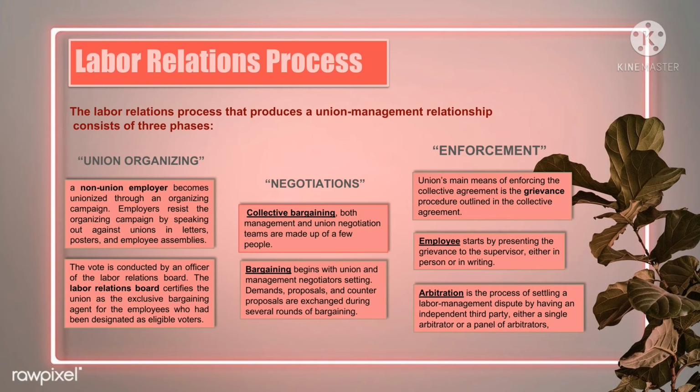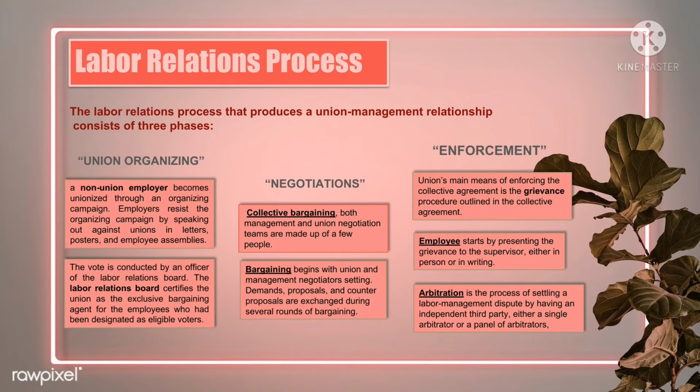The labor relations process that produces a union management relationship consists of three phases. First is union organizing, second is negotiating a collective agreement, and lastly is administering or enforcing the collective agreement. In phase 1 of the labor relations process, a non-union employer becomes unionized through an organizing campaign.